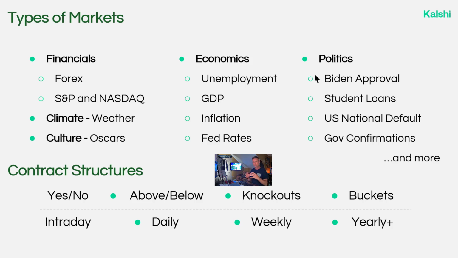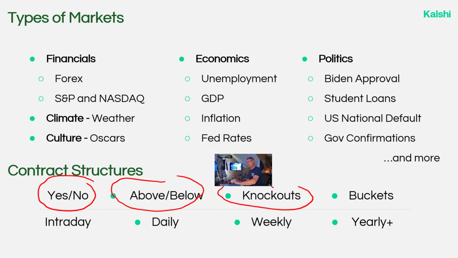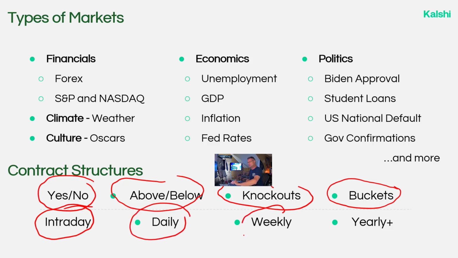Now, the contract structures, again, most of them are binary in nature, meaning they're yes or no. That event is either going to happen or it's not going to happen. But it could also be an above or below. Will the stock market finish above a certain level or below a certain level? Knockout levels. Will a certain level be taken out during a certain period of time? And then buckets. And I love these buckets. Will the stock market finish over a specified period of time within this particular range? And again, you can trade these intraday. You can trade these every single day if you want. You can do dailies, you can do weeklies, you can do yearlies.